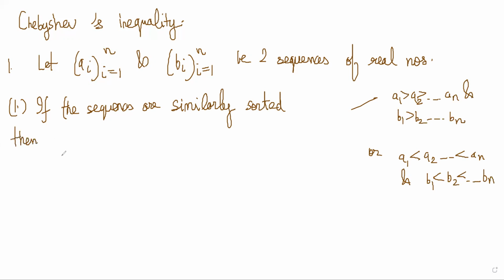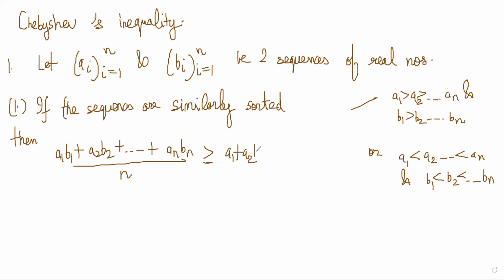Then what we have is A1 B1 plus A2 B2 plus so on till An Bn, divided by n, is always going to be greater than or equal to A1 plus A2 plus up to An, divided by n, multiplied by B1 plus B2 plus up to Bn, divided by n.